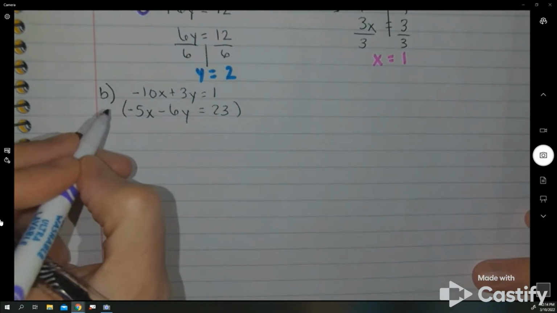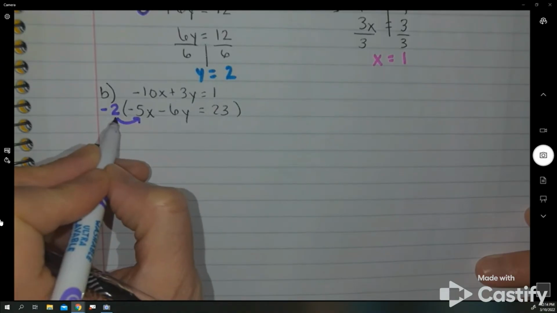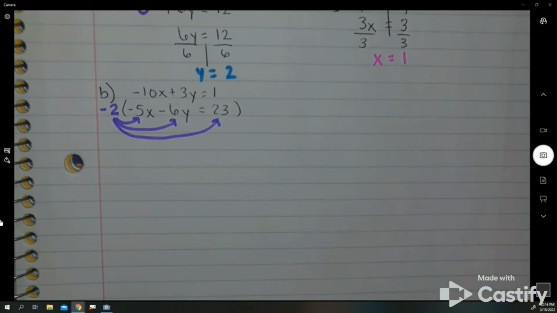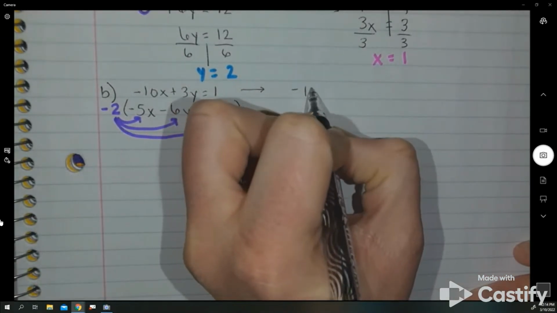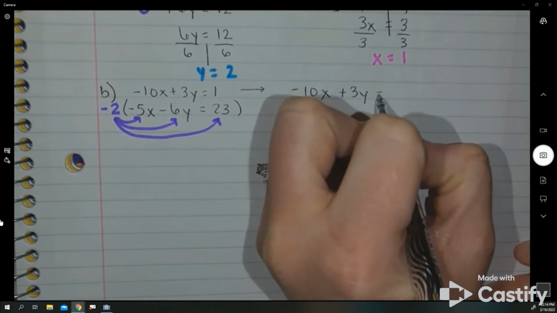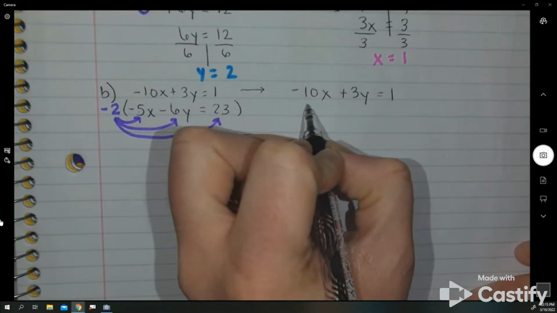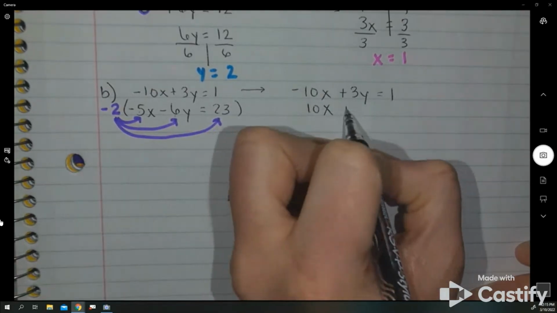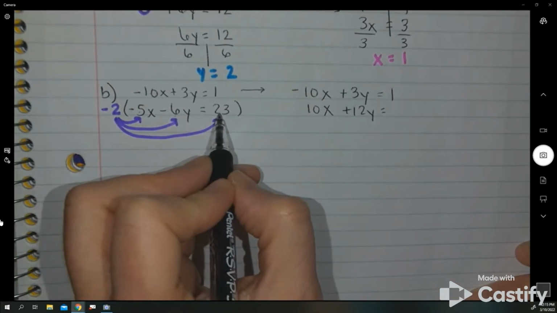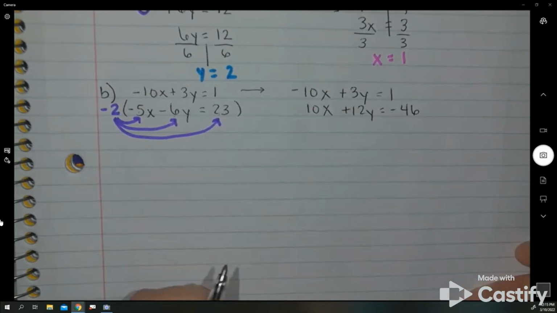So I'll show you this: multiply by negative 2. We're going to distribute to every piece. My top equation doesn't change: negative 10x plus 3y equals 1. Negative 2 times negative 5x is positive 10x. Negative 2 times negative 6y is positive 12y. Negative 2 times positive 23 is negative 46.